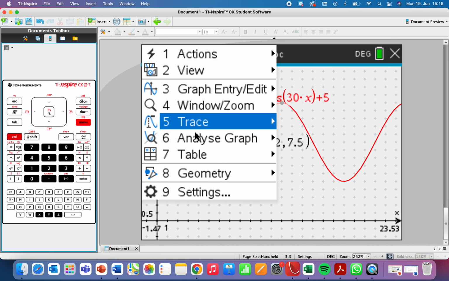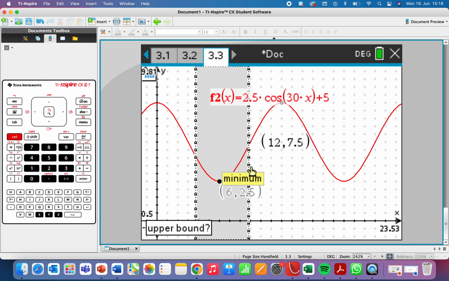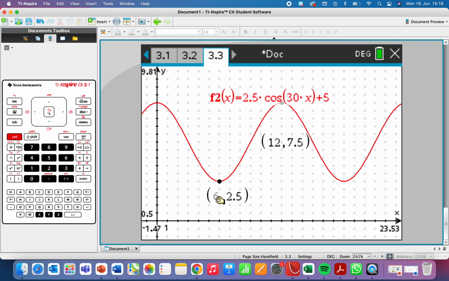And if you go menu, analyze graph, minimum, let's have a look at this one, click, there you go. At 6 hours after midnight, 6 a.m., the water depth is at 2.5. And we know that cosine is a repeating graph, and so the minimum here will also be at 2.5 high. And the pattern will be 6 hours, 12 hours, this will be 18 hours here, and then 24 hours at the end. And we can always resize this just a little bit.